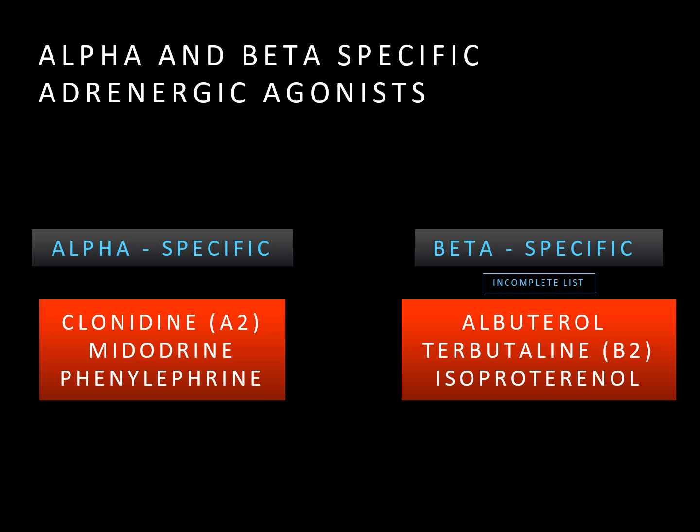Midodrine and phenylephrine. Those are going to be your alphas. And then you've got your beta specifics. Now, this is not a complete list, and that's because there's a lot of medications on this list that just don't matter right now.